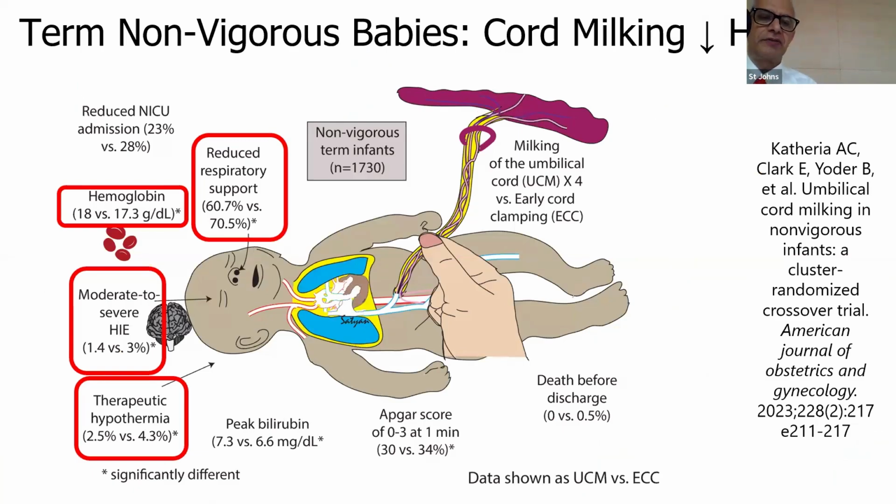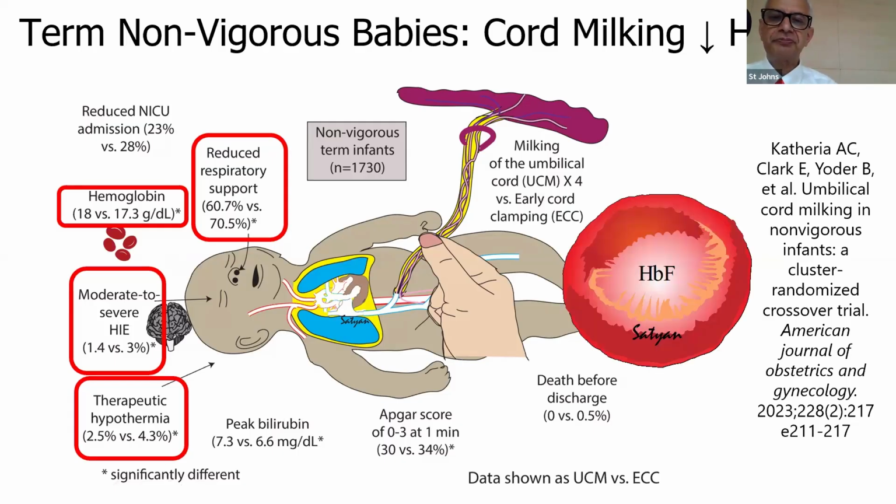And this was a trial that we were part of where giving term babies 4 strips of the umbilical cord milking resulted in reduced HIE, reduced need for therapeutic hypothermia, higher hemoglobin, and reduced respiratory support. So term babies benefit a lot from milking. So if you're not able to do delayed cord clamping, please consider milking. Talk to your OB and see if you can do milking in these babies.